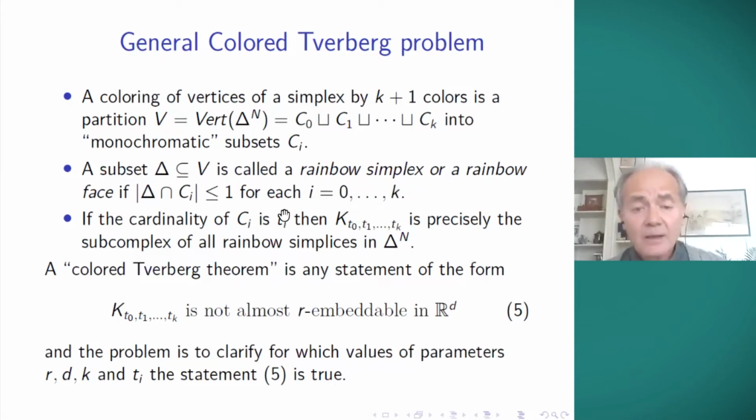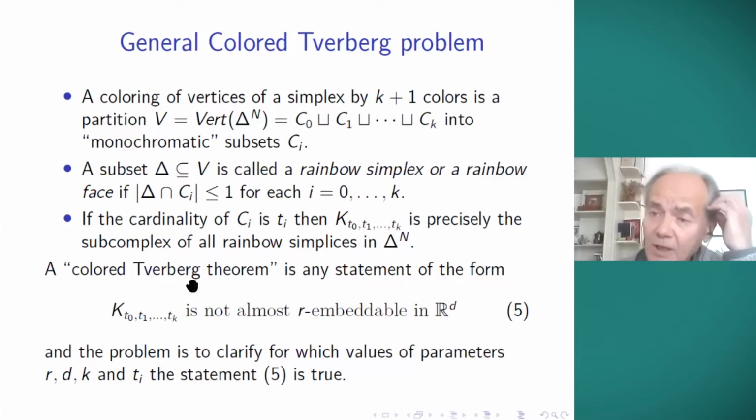And then, it's really a moment of reflection. You can see that the simplicial complex of all rainbow simplices is exactly K T0, T1, and up to T sub K. So the complex we just introduced, maybe the slide before. And one way to ask what is the colored Tverberg theorem or colored Tverberg problem is the following. Now the terminology we introduced allows us to use this elegant language and say, what is the colored Tverberg theorem or problem?